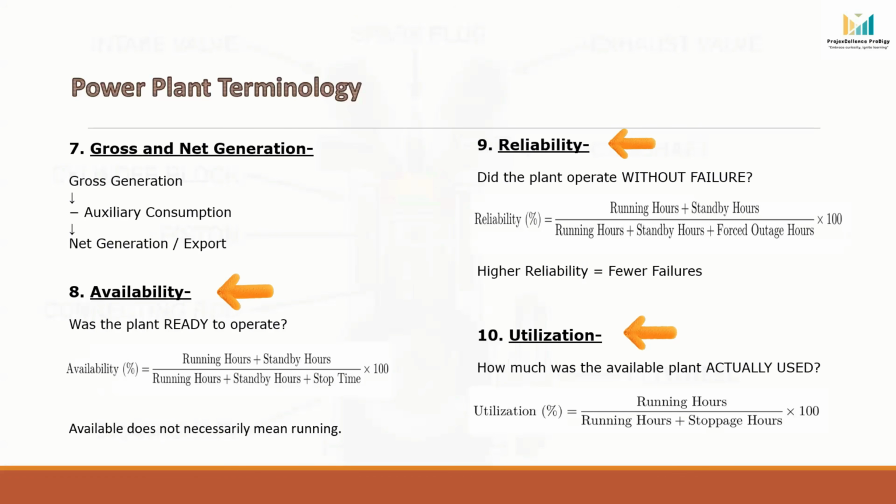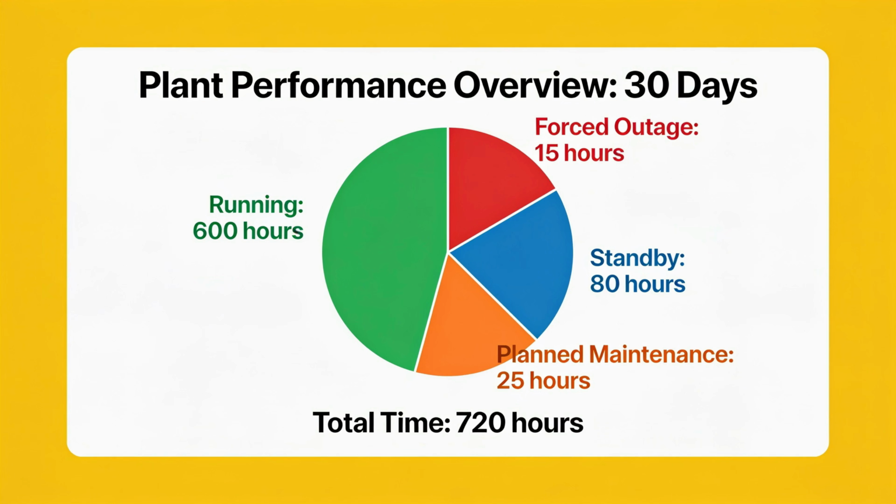Availability, reliability, and utilization. Another three very important terms which are used to measure power plant performance. To understand these terms easily, let us continue with our power plant example, which has a total installed capacity of 45 megawatt, and it consists of 5 generating units of 9 megawatt each. Let us consider the plant performance for 1 month, which is 30 days. So the total time available in the month is 30 multiplied by 24, which is 720 hours.